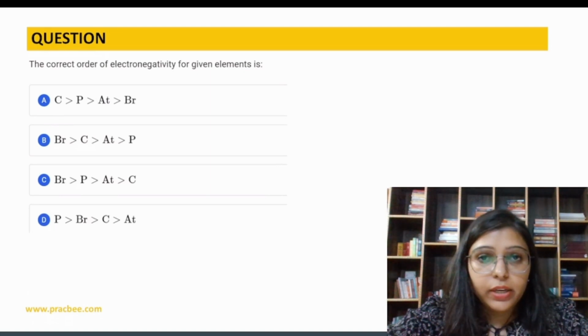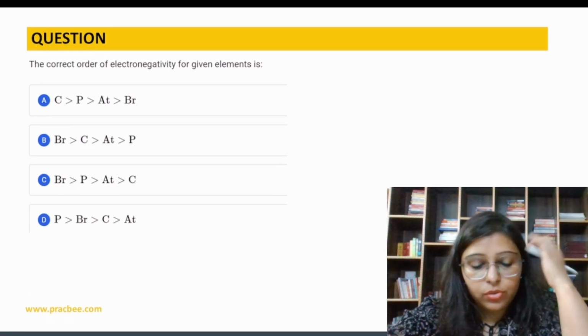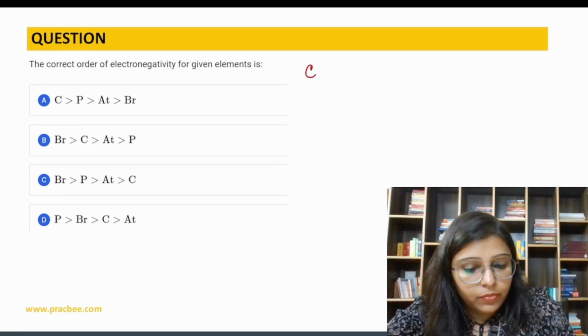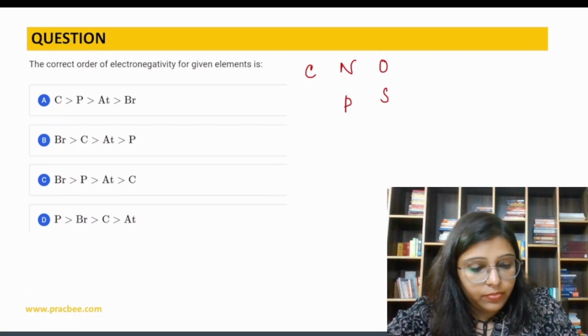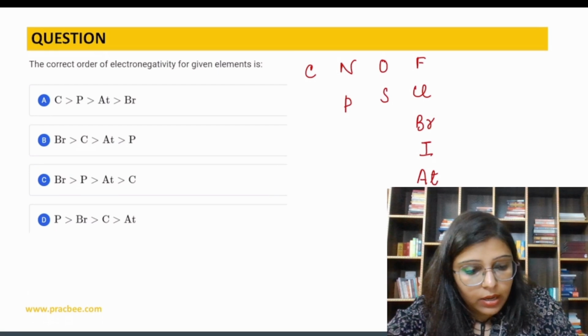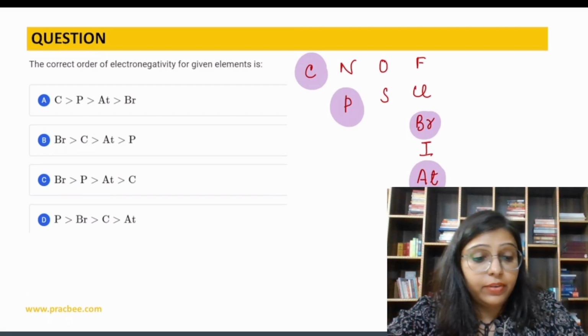Okay. Now let's discuss the next question: the correct order of electronegativity for the given elements. So let's try to write all the elements in order. We have carbon, then nitrogen. Below nitrogen we have phosphorus, then oxygen. Below that we have sulfur, and then we have fluorine, chlorine, bromine, then iodine, and then acetylene. Right, so we have to check for carbon, phosphorus, bromine, and acetylene.